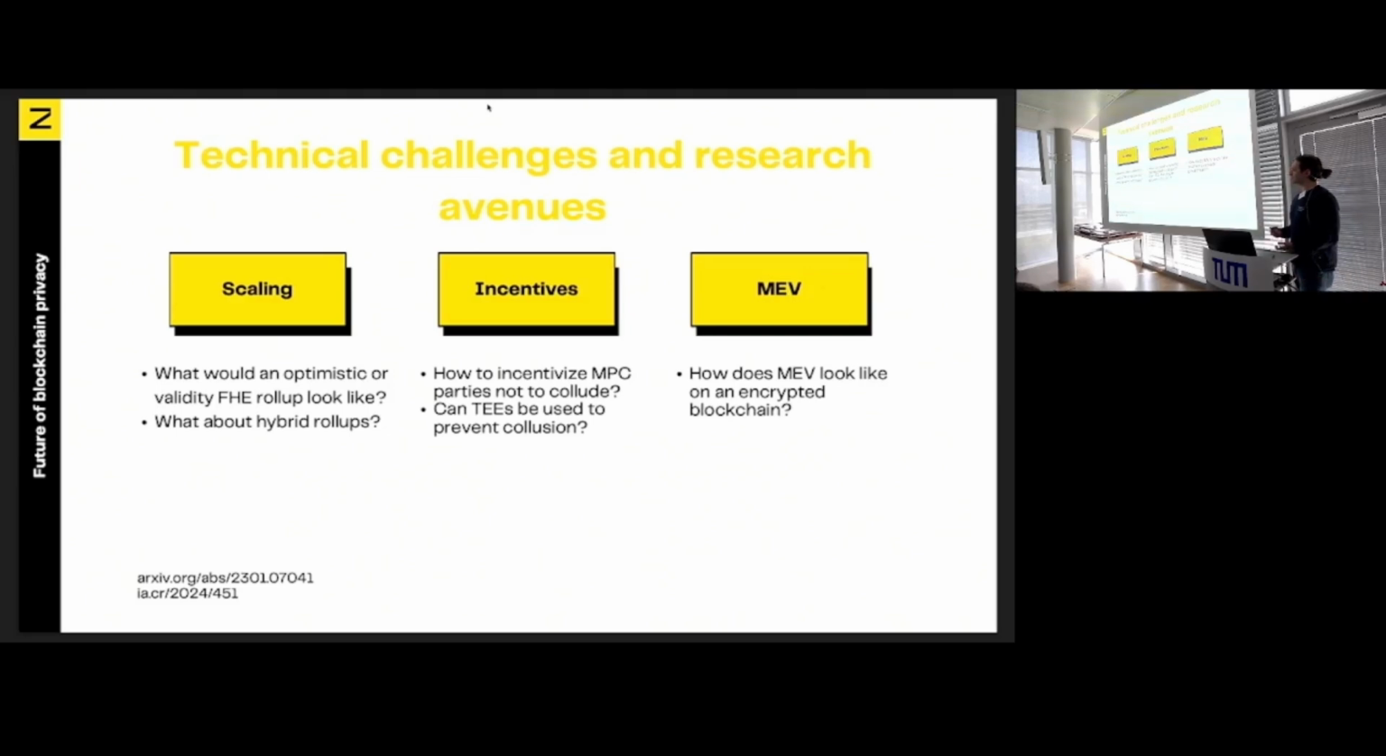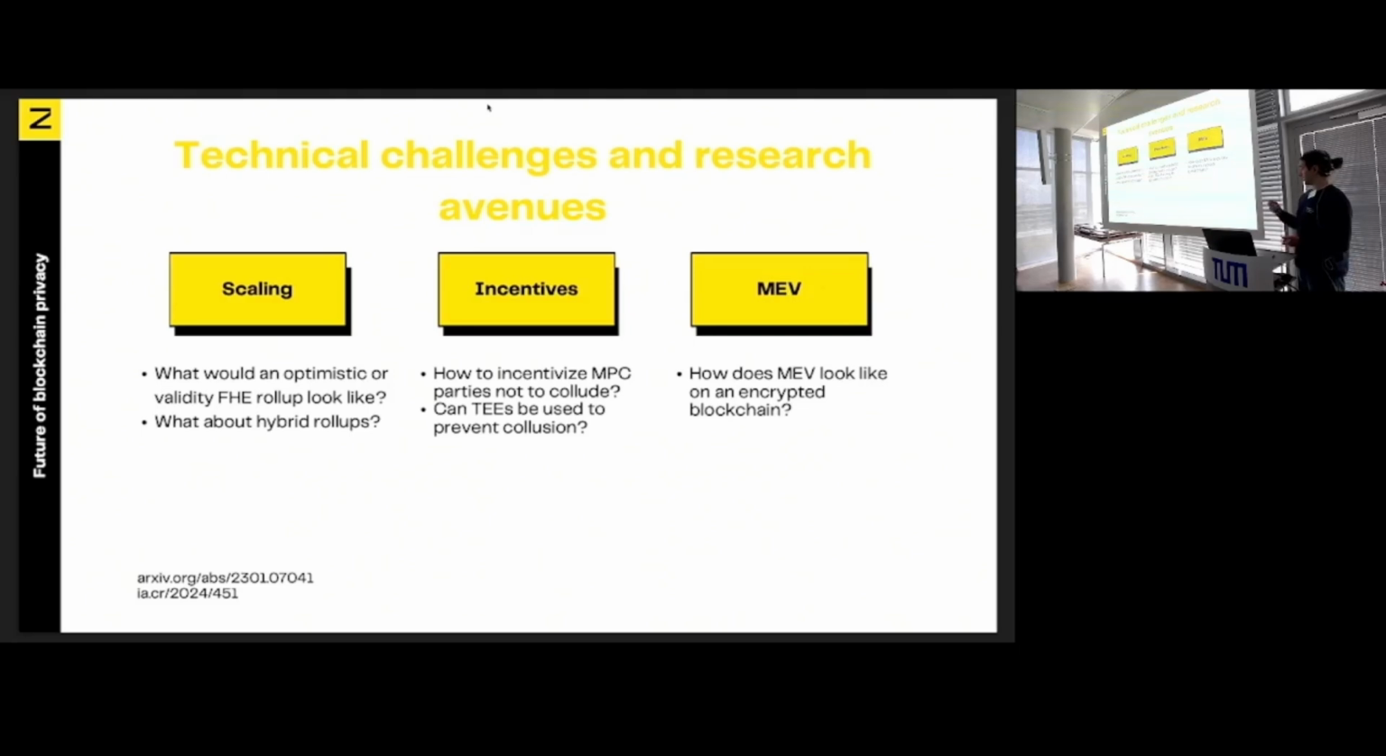So there's a big question on whether or not we can incentivize MPC parties not to collude. There exists some theoretical work on self-incriminating proofs of decryption, but as far as I know, that hasn't been implemented yet, and it's still only theoretical. There's also the question to study to what extent trusted execution environments can be used to prevent collusion in this case.